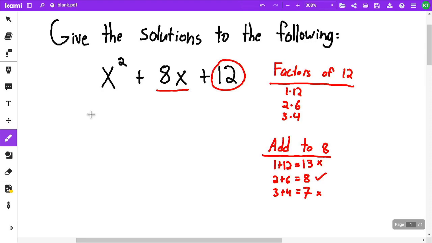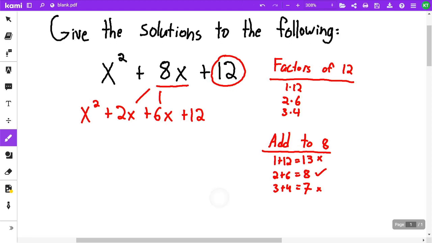So we will have rewritten this. Our x squared is going to stay the same. So I'll have x squared plus 2x plus 6x plus 12. And then we're going to break both of these apart. So that's what we mean by breaking it apart. We're taking our middle term, our 8x, and breaking it into 2x plus 6x.